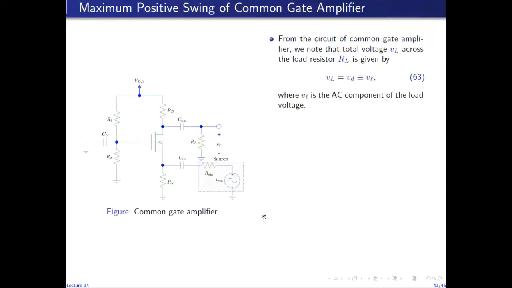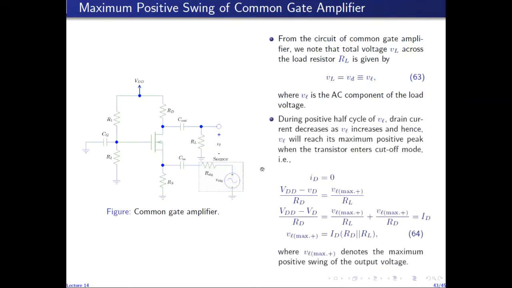The maximum symmetric swing of the common gate amplifier can be obtained by finding the maximum positive and negative swing. So we analyze the complete circuit of the common gate amplifier, in which, due to the output capacitor, the total voltage across the load has just the AC component. It is written as V subscript small n. The DC component is blocked by the capacitor. Since the output is connected to the drain, the output voltage is just the AC component of the drain voltage. So the output voltage VL is small Vd.